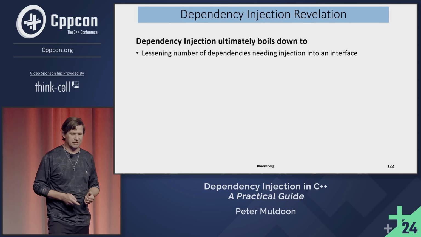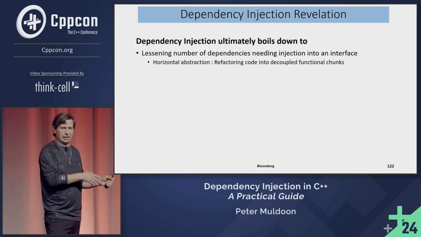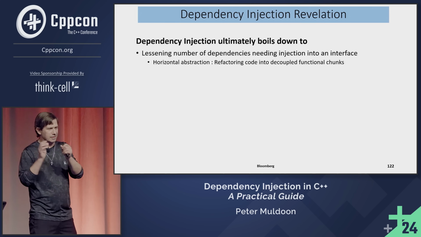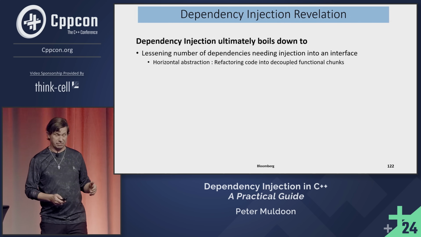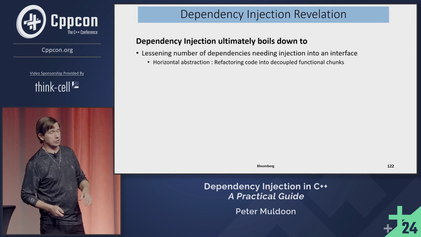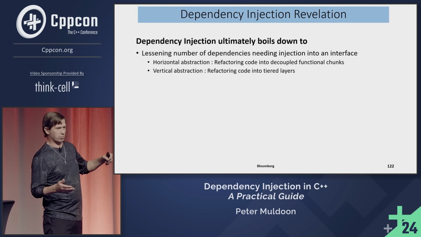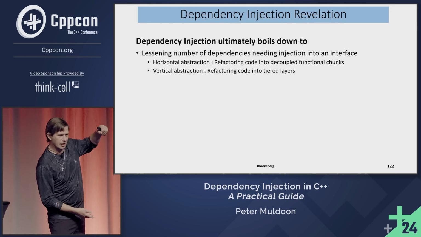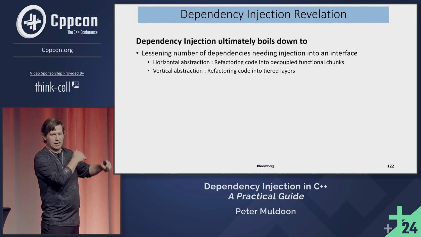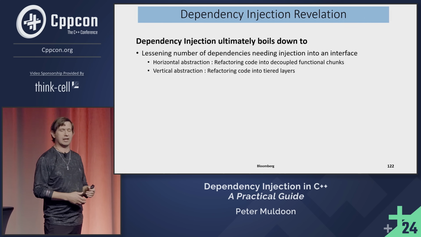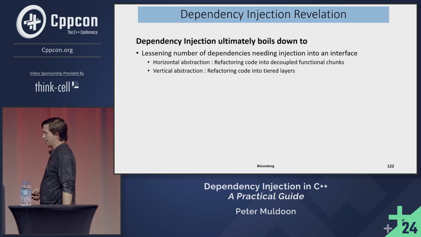And that means you have to do what I call a horizontal abstraction, which means completely different stuff goes into completely different areas, so you refactor them into decoupled functional blocks. And the vertical abstraction is the tiered layers, which is what I showed you, where you have the base functionality as dependency injection into the component, into the marshalling. That's what we call a vertical abstraction. Again, it lessens functionality.